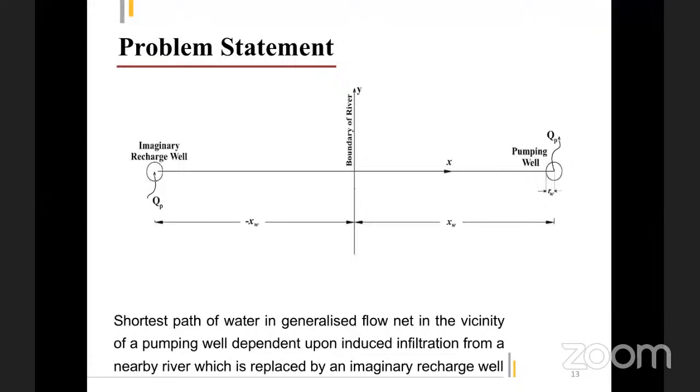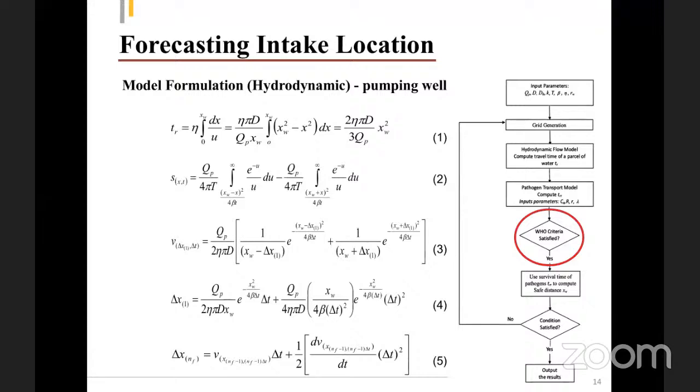The flow field was considered corresponding to the limiting or safe pumping rate, that is QP, for a well located at a distance XW, and various aquifer parameters like porosity, transmissivity, and depth of aquifer were considered. In the study, a groundwater flow model was developed, which is based on the hydrodynamic equation, and a pathogen transport model considering reproduction and decay. We call this model the logistic function-based pathogen transport model, abbreviated as LIFI PATRAM, or I will simply say LIFI. A flowchart as shown in this figure can well demonstrate the proposed methodology to meet the WHO criteria for drinking water standards.